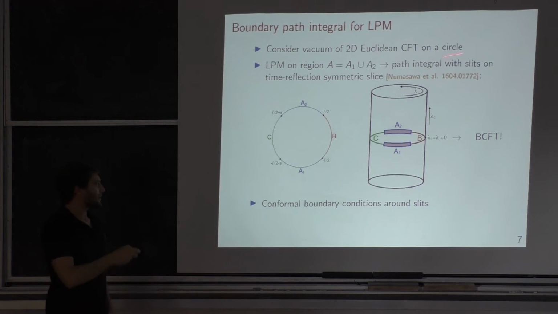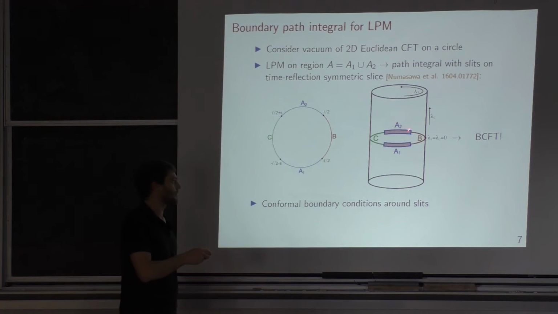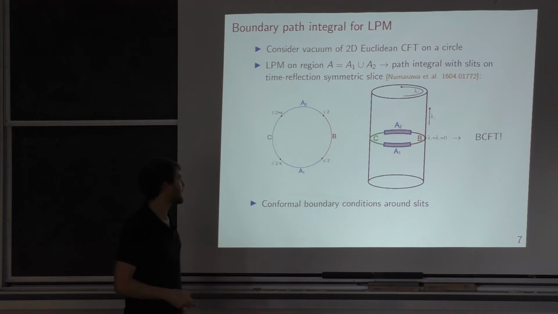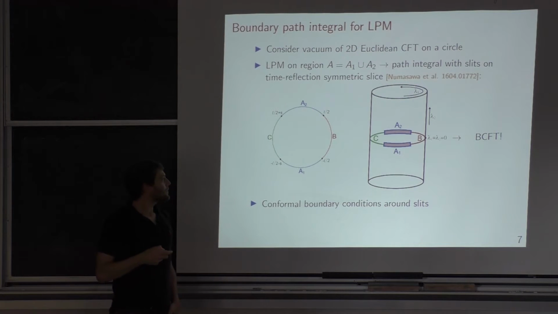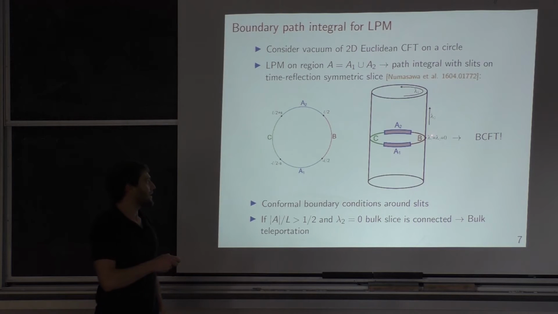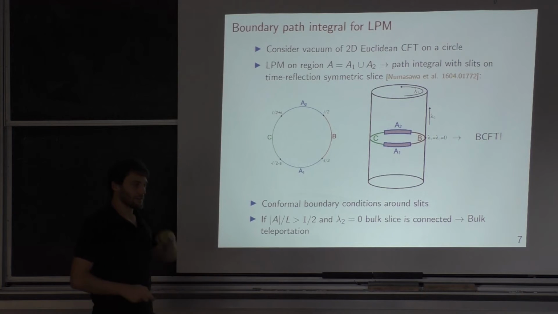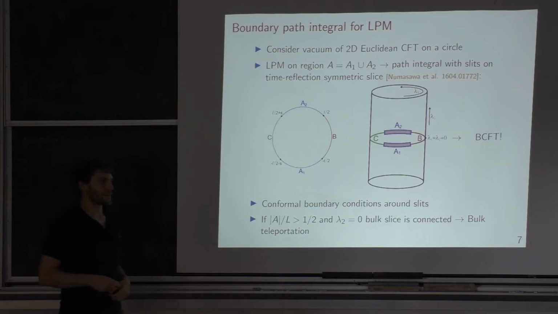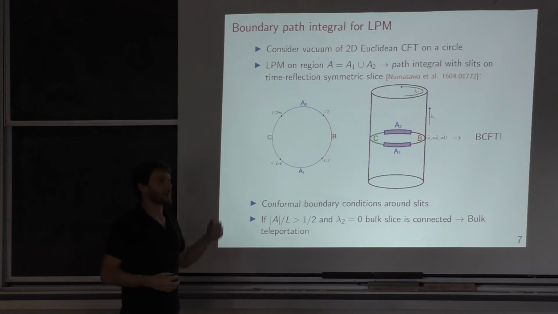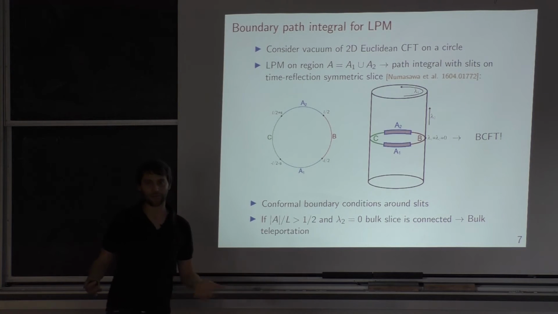OK, so we have this Euclidean path integral preparing the state on this slice, and we impose conformal boundary conditions around the slits. So this is the Euclidean path integral of a boundary conformal field theory, a BCFT. Now, to make contact with what I mentioned before, this slice, the lambda 2 equals 0 slice, is where the post-measurement state is defined. If the bulk slice dual to this boundary slice is connected and you're measuring more than half of the CFT, then bulk teleportation is happening.